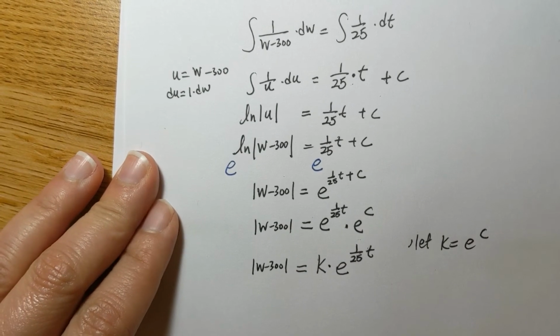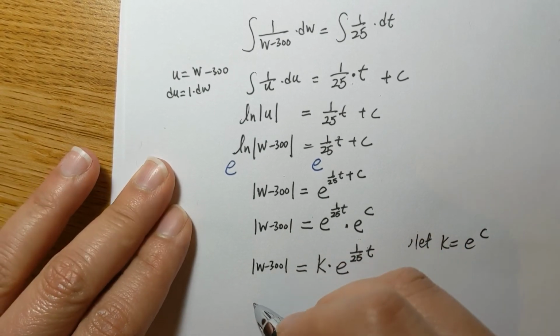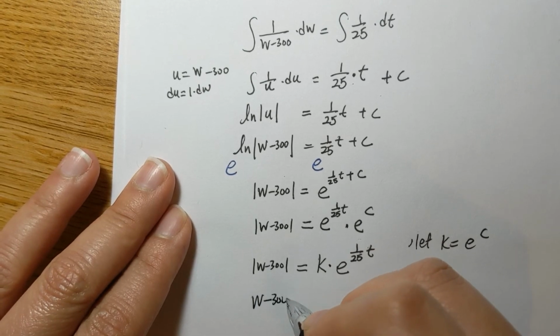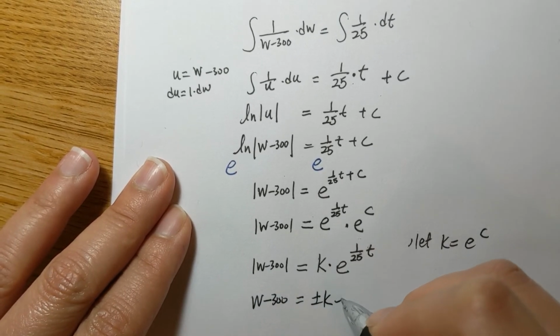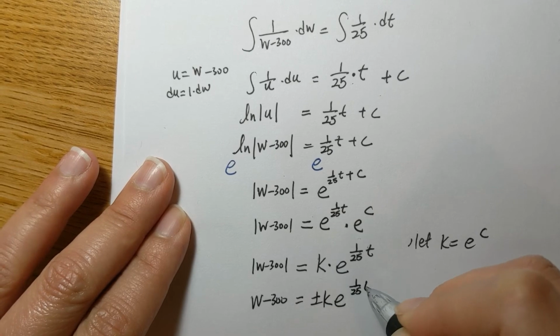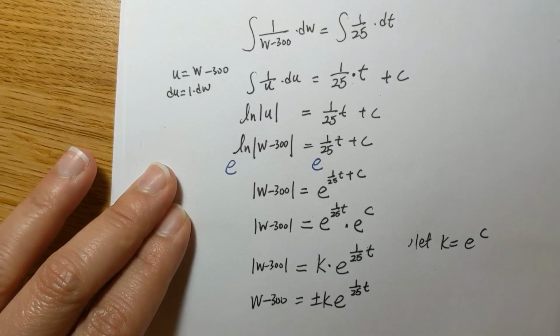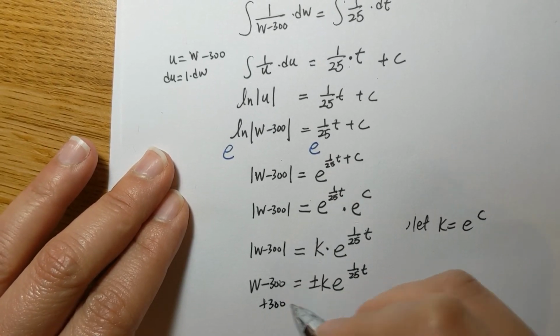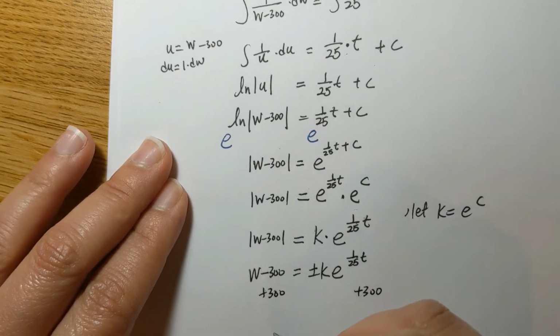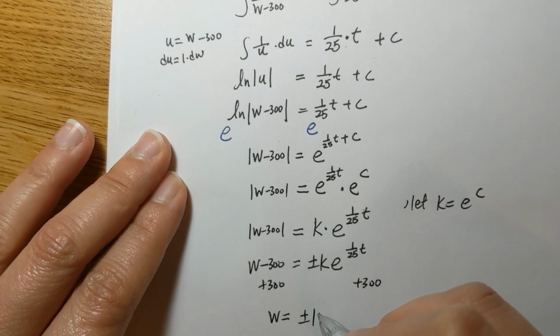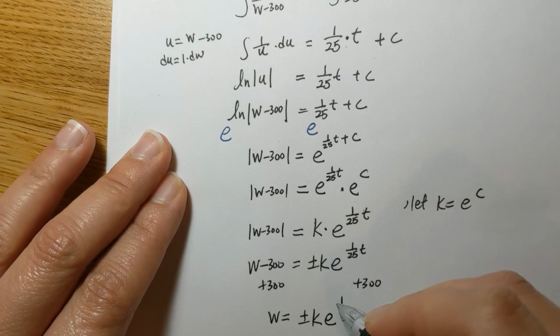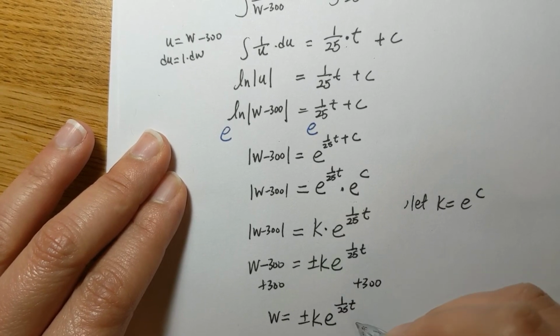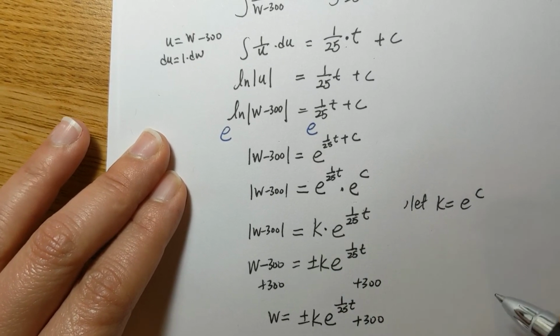So now we get ready to get rid of the absolute value. So w minus 300 equals plus or minus k e to the 1/25 t, and then plus 300. So w equals plus or minus k e to the 1/25 t plus 300.